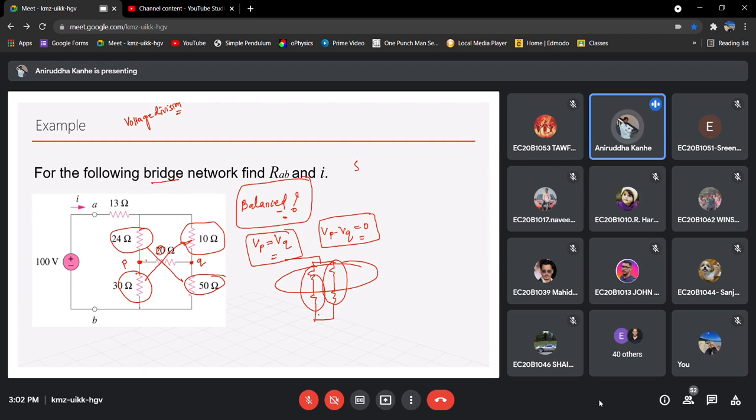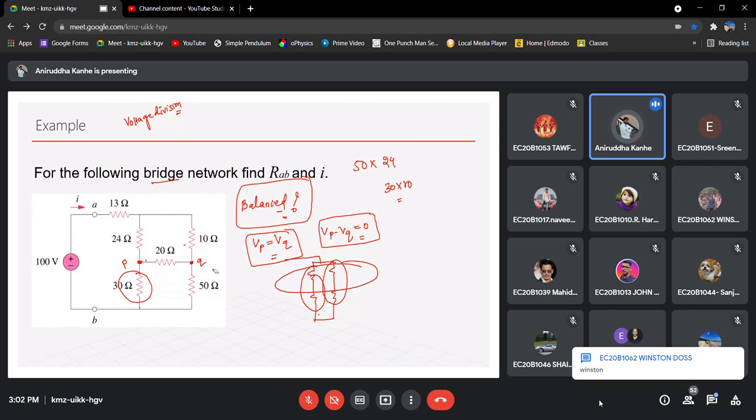So in this case also you need to first identify: 15 times 24 and 13 times 10. So obviously it is not a balanced one. So you have to go for various ways of using the star delta connection. I'm leaving this exercise for you. You have to take a snapshot of this one and come up with the solution. It's a very simple one.